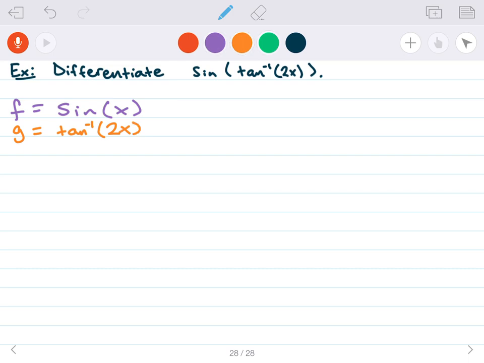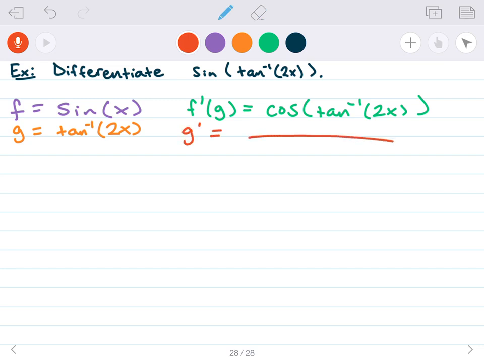Let's do the easy part first. F prime of g. The derivative of sine is cosine. And instead of x, I'm putting in my g, tan inverse of 2x. So that part's out of the way. And we need to figure out what g prime is by doing the chain rule. So I'm going to put that there, and we're going to do some scratch work to figure out the derivative of tan inverse of 2x.